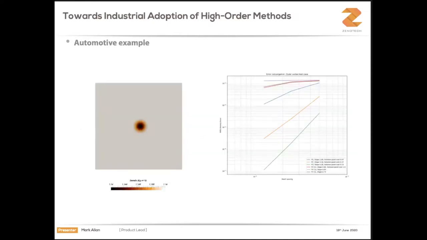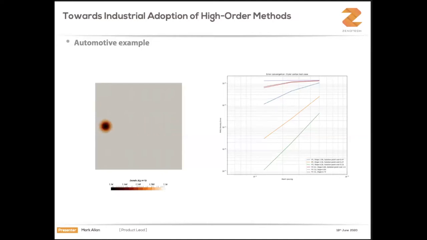So for the automotive example, just to give some background, really the motivation behind this was, I'm sure we've all seen this kind of standard test case of the Euler vortex propagating through the domain. On the right hand side, we can see the convergence properties of the solver. Effectively, the higher order you go, the steeper that convergence curve becomes.